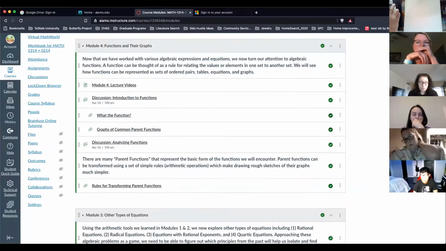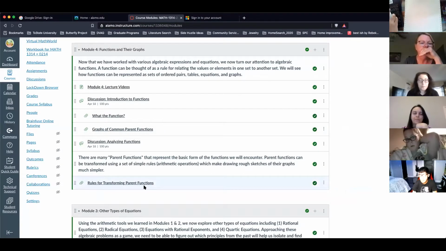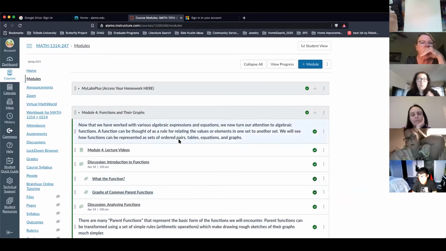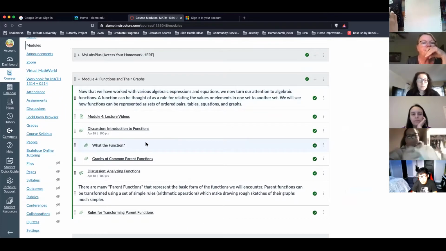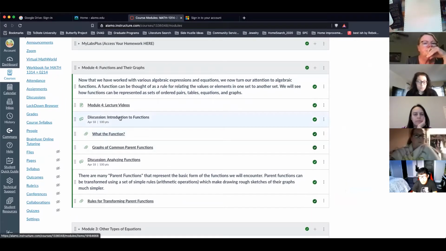Before we jump in, I want to show you what I've added to Canvas. Can everybody see my screen? In Canvas, under modules, in module 4, that's where we're working right now. Last time I said there was a discussion due Friday. I decided to push that back to Sunday to give you a little bit of breathing room, because a lot of you are still working on the review for test 3 and working towards taking test 3, which is due Friday.